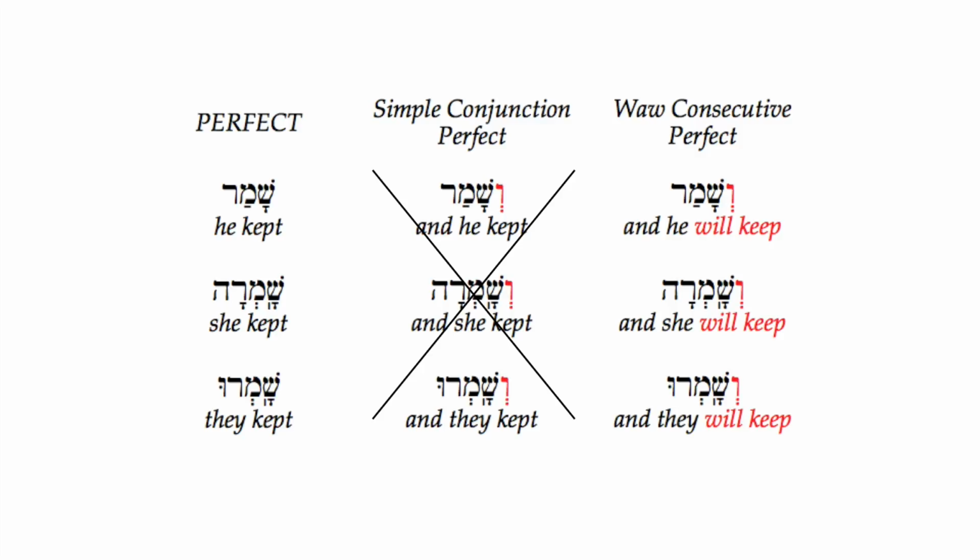Veshamar, and he will keep. Veshamara, and she will keep. Veshamaru, and they will keep. With the imperfects, it's a little simpler. We still have the 3 same categories of meaning, but in this case, each one has a slightly different form, so you can always tell them apart.